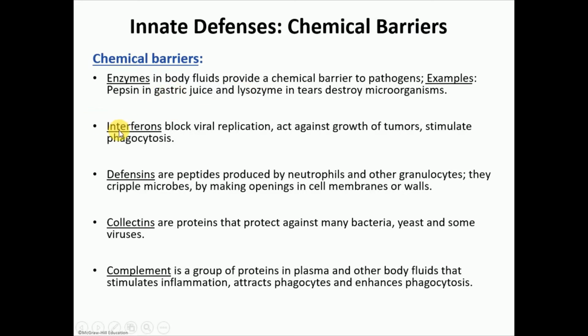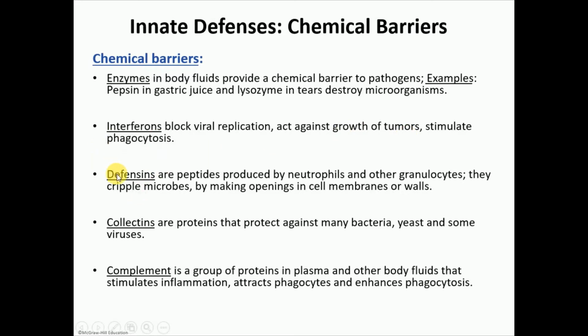Interferon, we will find that interferon is more specific for viral infections. It'll block viral replication, meaning it'll prevent viruses from multiplying. It also protects against the growth of tumors. So interferon, whenever you hear that word, you kind of want to associate it with viral infections and protecting us against cancers. There's a lot of research nowadays using interferon as a way to control and maybe cure cancers.